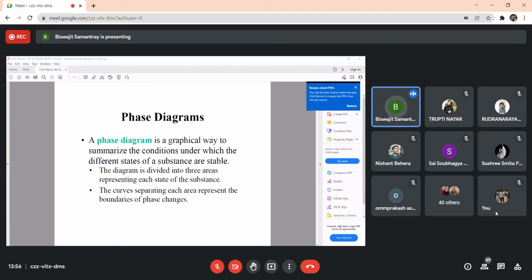Now look at the curve AB. Now AB separates solid and liquid. If you separate solid to liquid, it is known as melting or fusion. So you can call this the fusion curve. If it is water, you can call AB the fusion curve of water. Then for sulfur, the fusion curve of sulfur.